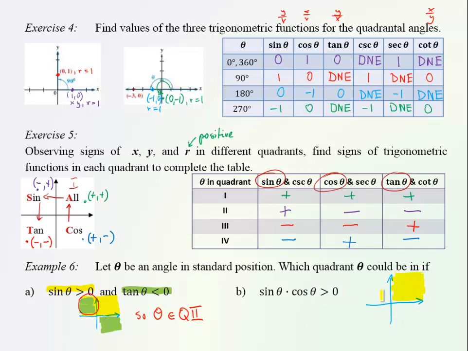Cosine is positive in the fourth, sine is positive in the second. So these two quadrants are not good because only one of those functions is positive. What about the third? Well, sine is negative in the third and cosine is also negative in the third. So we shade it. Okay, then the answer here is theta could be in quadrant 1 or quadrant 3. So there are two possibilities here.